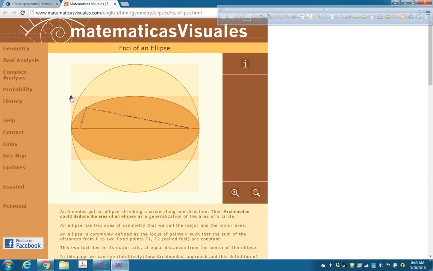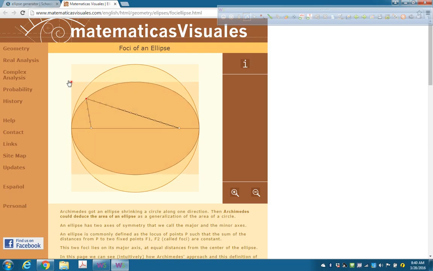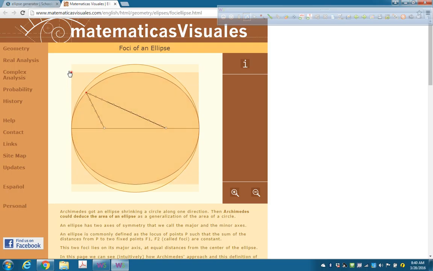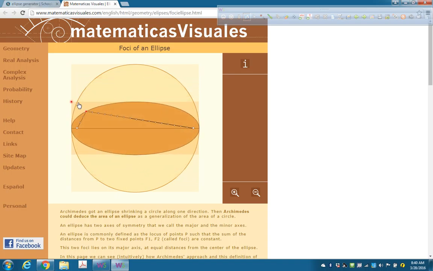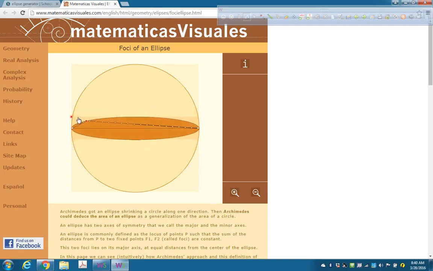If I stretch the ellipse and bring the foci closer together, what does it become? A circle. So the foci are straight on top of each other, and it becomes a circle, okay? Essentially you just have one focus, which is the center of the circle. If I bring those foci way out to the ends, all the way out, what do I get? A line. I get a straight line, okay?